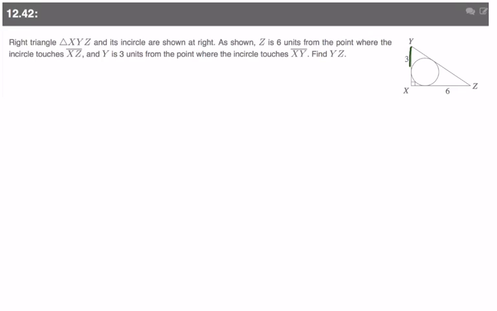Alright, let's look at number 42. Z is 6 units from the tangent point. Y is 3 units away from the tangent point. And find YZ. Since Y is 3 units away, the other one is 3 as well. Z is 6 units away, the other one is 6, so therefore YZ must be equal to 9. Simple as that. Not bad at all.